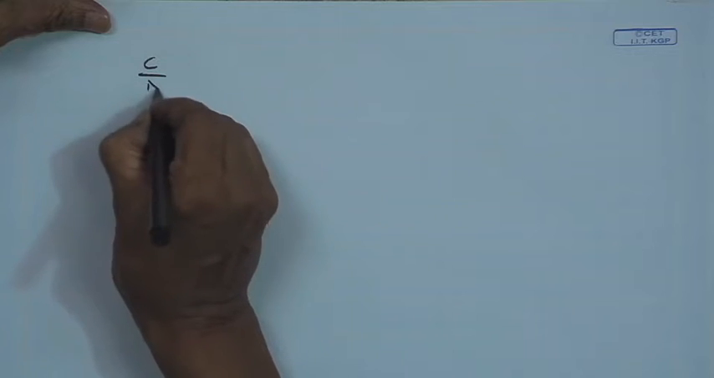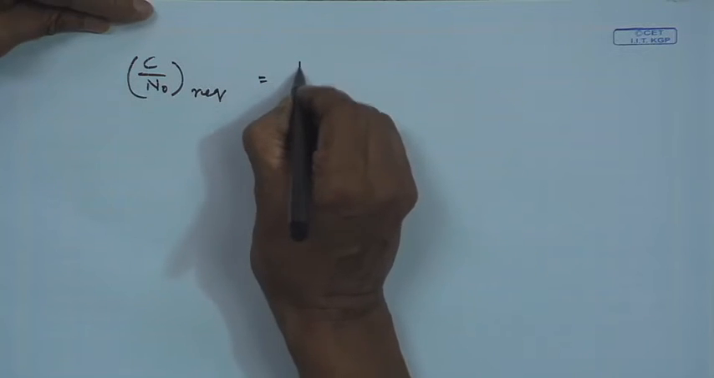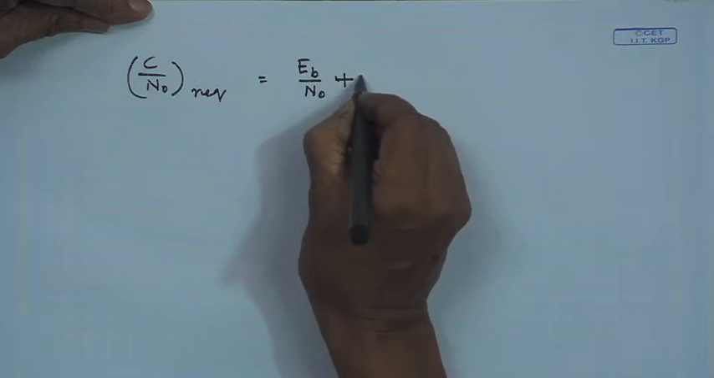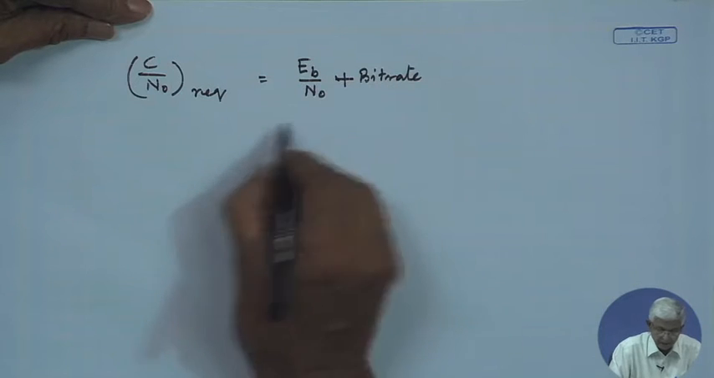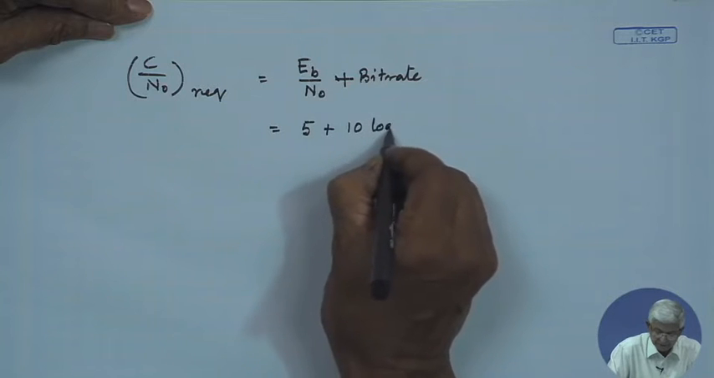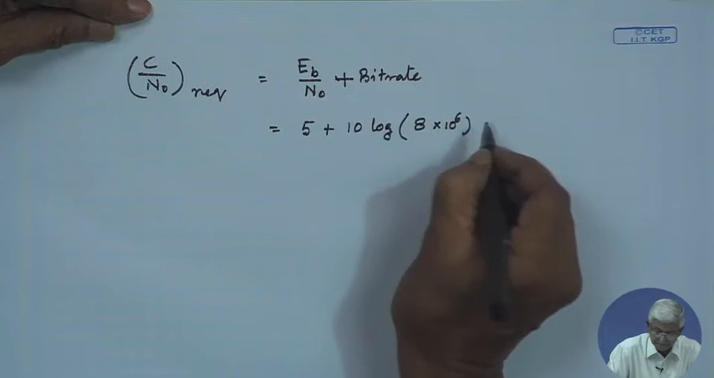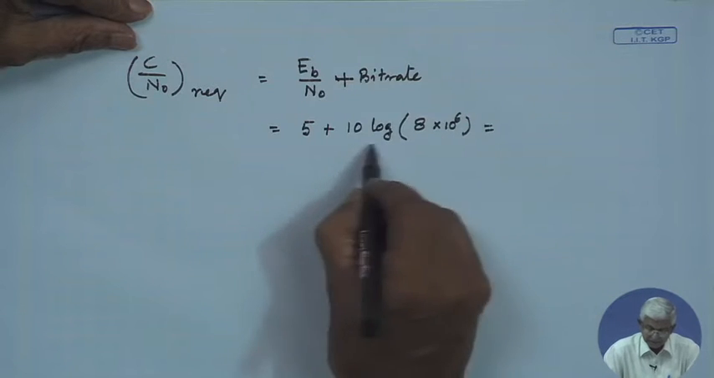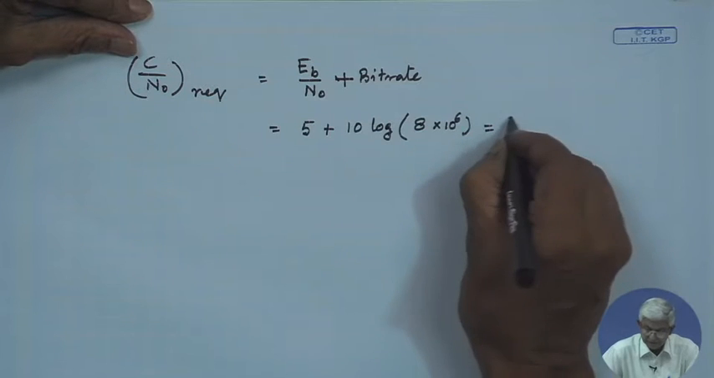Let us try to find out now C by N naught required. This can be found out from Eb by N naught required in dB and the bit rate. Eb by N naught was given 5 and bit rate was given 8 megabits per second. So it is 8 into 10 to the power 6, which comes out to be, 1 megabit is 60 dB and 8 megabit is 9 dB more. So 69 dB and 5 dB together it will give 74 dB hertz.